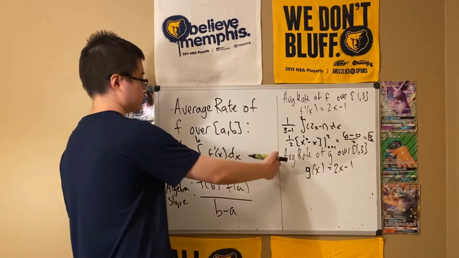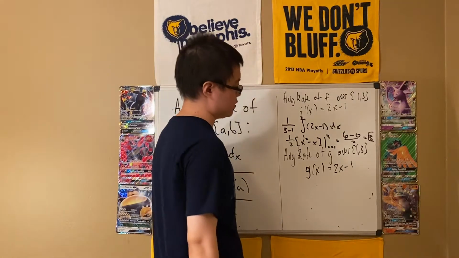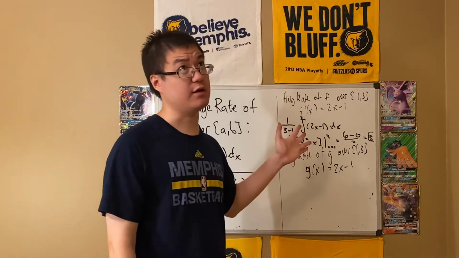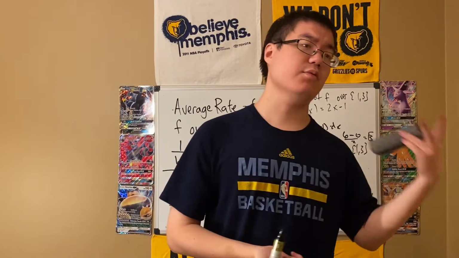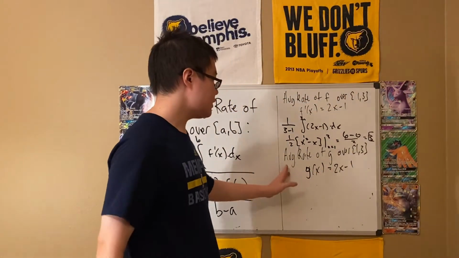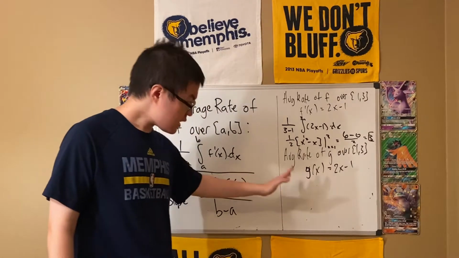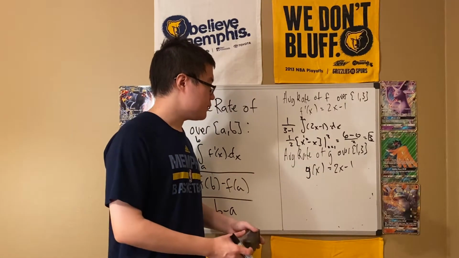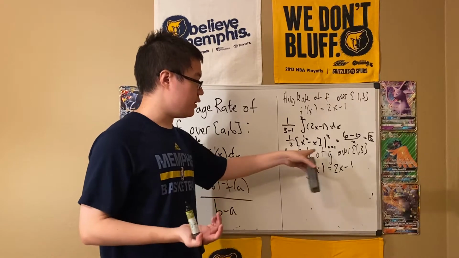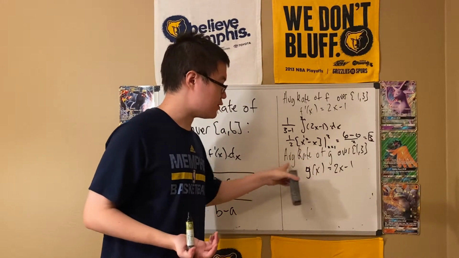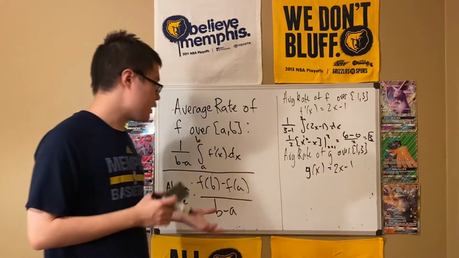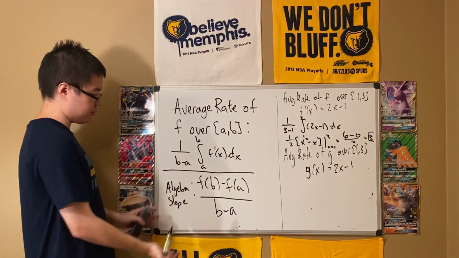So I read this question, average rate, and I'm like, oh my gosh, it's average rate. So I have to think, which one do I want to do? Do I want to do the integral formula or the slope formula? Well, because we are given g, the antiderivative of the thing we're taking the average of, the derivative of g, we want to be setting up the algebra slope formula.